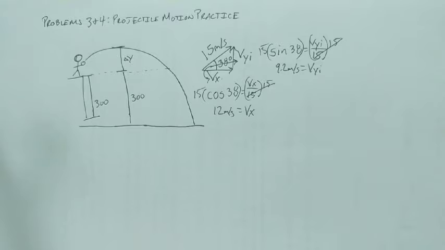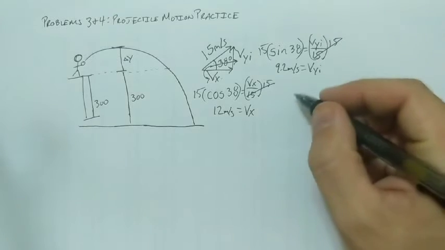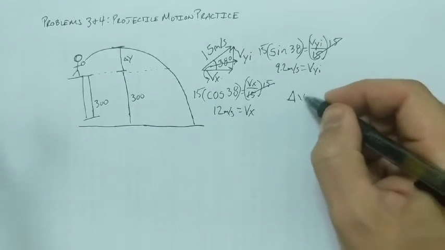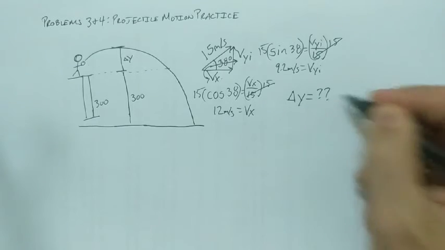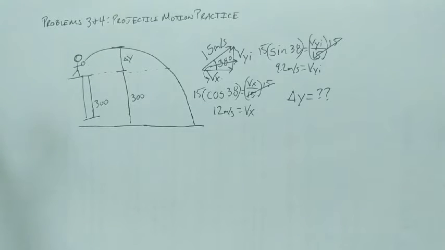Then gravity's going to start acting on that. 12 meters per second is my horizontal velocity, and it will go on that way until it runs into the ground because we are ignoring air resistance. So now to answer part 3, I need to find delta y. That is what I don't know. And to solve for delta y, I have a few different equations I can use.